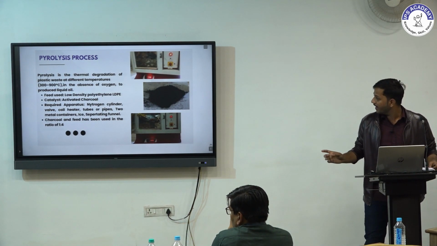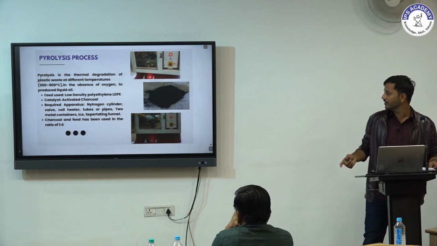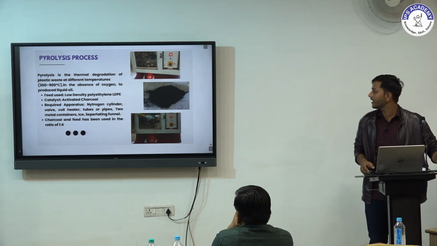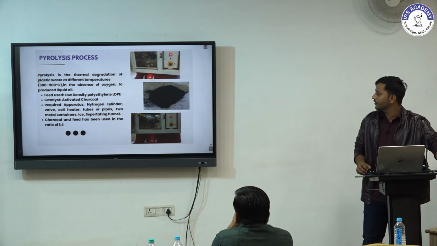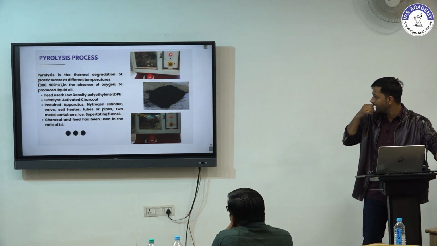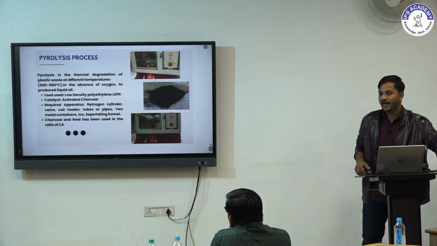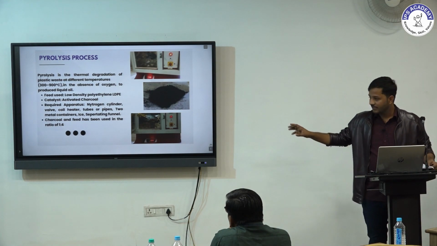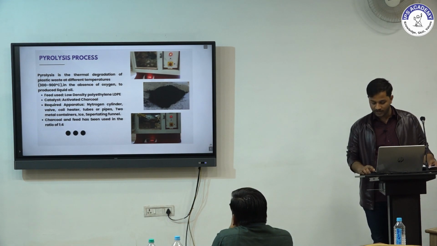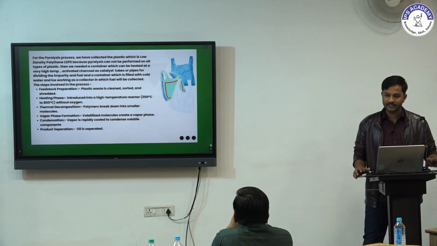For pyrolysis, firstly we prepared the feed. We used low density polyethylene as a feed, and activated charcoal as a catalyst. The apparatus required here are a nitrogen cylinder, coil heater, tubes, pipes, metal containers, separating funnels, and all the containers and tubes I collected from the warehouses where they were dumped and of no use. So basically it is from waste. The charcoal used is 1/4 of the feed. Now the steps involved in this process: firstly we collected the plastic.